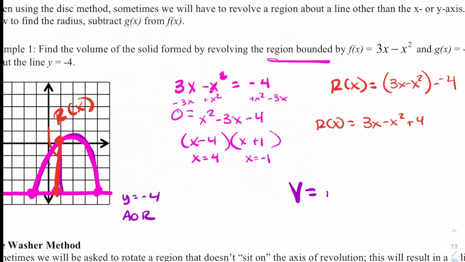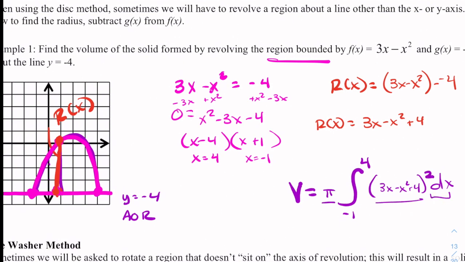Volume equals pi integral. Left bound is -1. The right bound is 4. Our radius squared dx is going to be (3x minus x squared plus 4) squared. Pi r squared dx is our width. And if we integrate that using our calculator, we're going to get 625 pi over 6. So this gets us started for the disk method. And next, we are going to talk about the washer method, and that's included in 6.3 day 2.